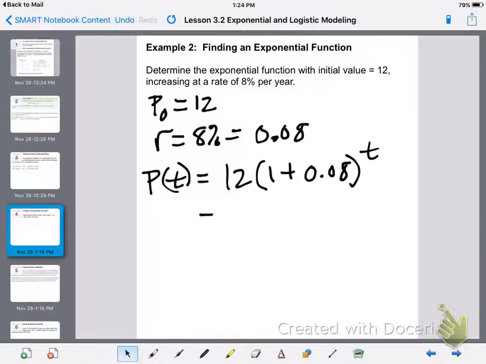Now, we can simplify what's inside. We could just do that. So 12 times 1.08 to the t power would be our answer. It's very simple when you do that. Very simple.